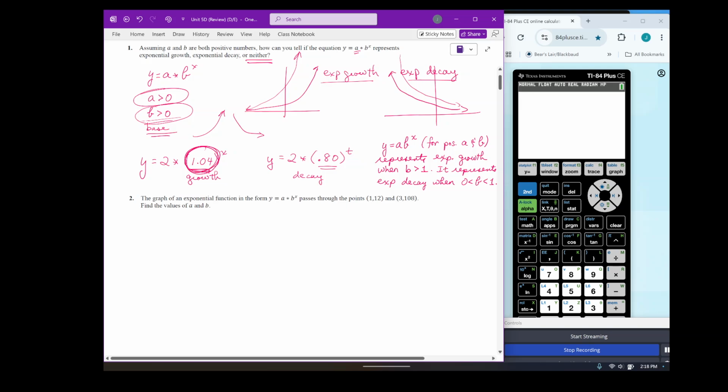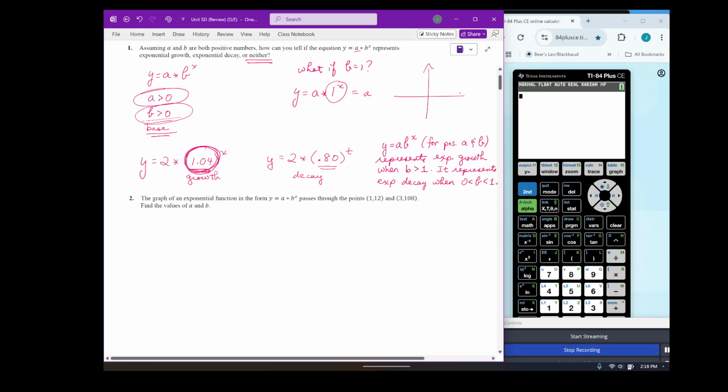So if b is 1, then we get this. So let me get rid of this part up here. So if we look at the example when b is 1, so what if b equals 1? Then you get this. So it's y equals a times 1 to the x. But 1 to the x is always 1. So this just equals a. And if you graph y equals a, it doesn't do anything. It's just a straight line for whatever value a is.